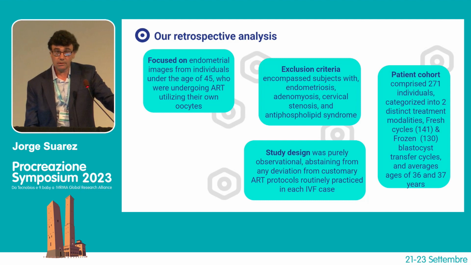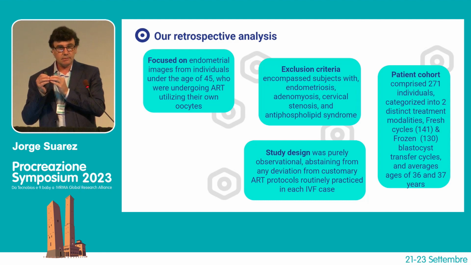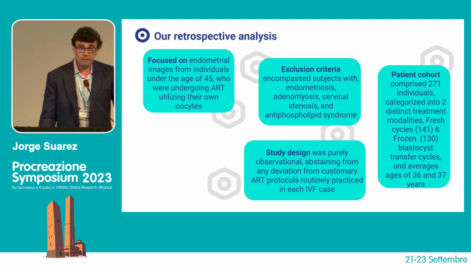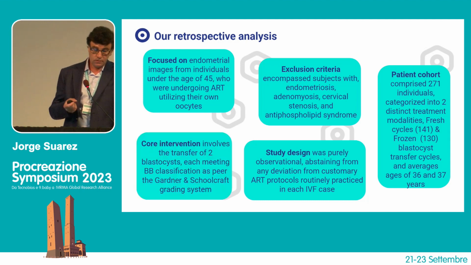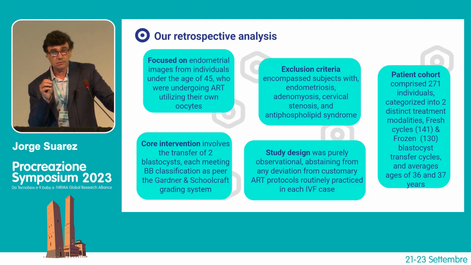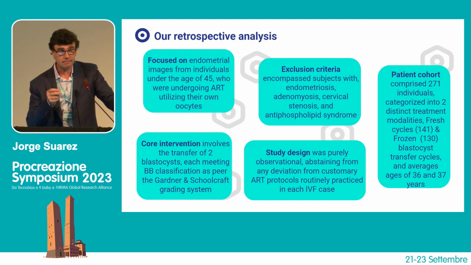Our cohort comprised 271 individuals who were categorized into different treatment modalities, 241 for fresh cycles and 230 for frozen cycles, with an average age of 36 and 37 years. For both groups, the core intervention involves the transfer of 2 blastocysts, meeting the BB classification of the Gardner and Schoolcraft grading system.